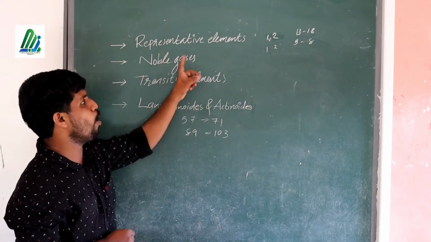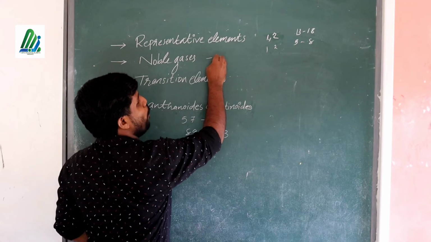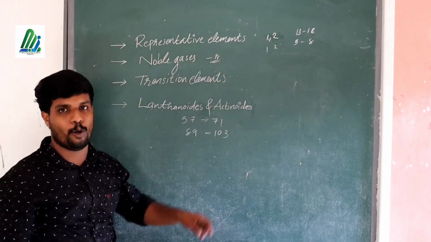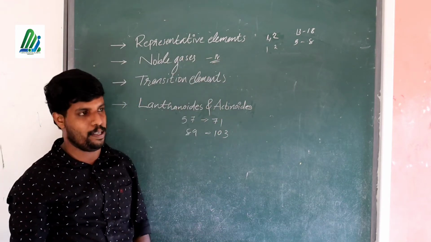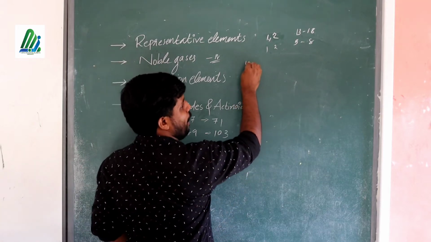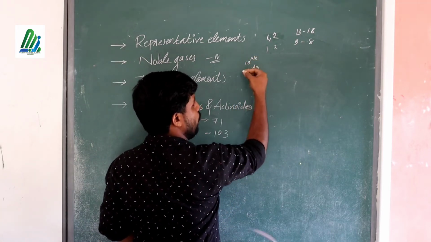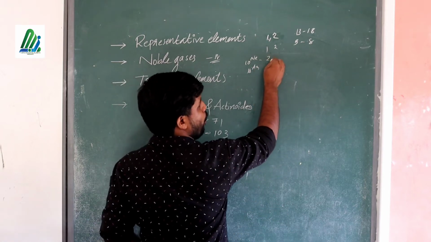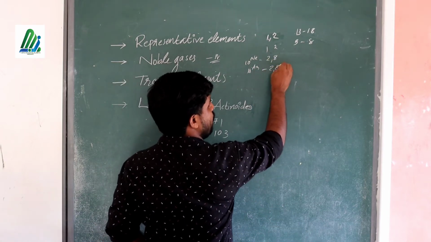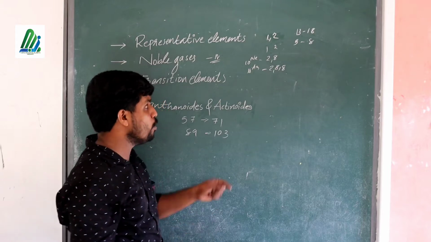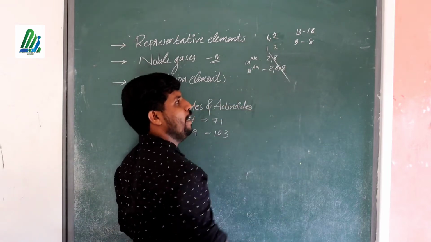The next one is noble gases. The 18th group elements are generally known as noble gases. For example, atomic number 10 neon and atomic number 18 argon. Just take these two examples. Look at that, the electronic configuration is 2,8 and the second one is 2,8,8. So the valence shell contains 8 electrons.